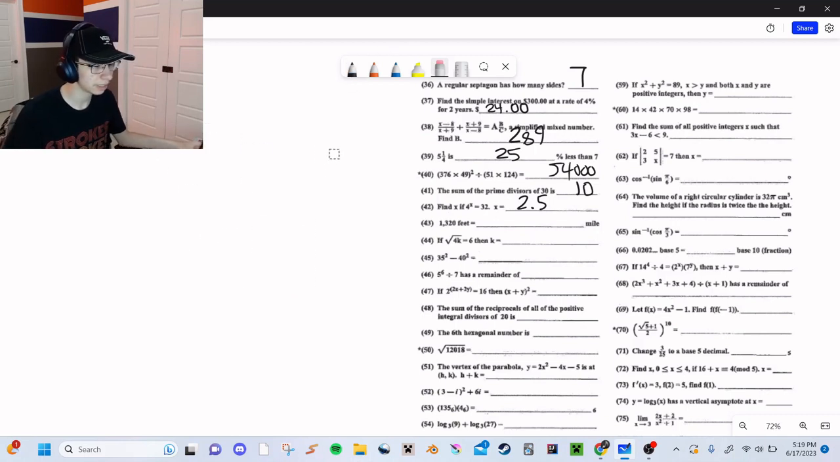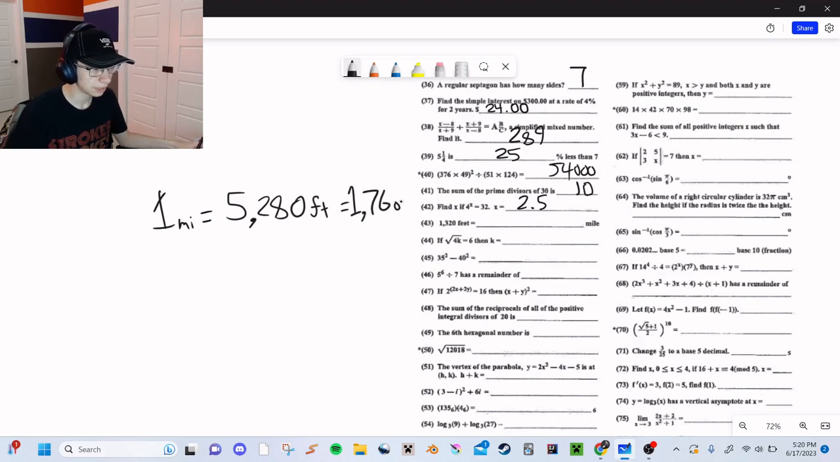Okay, 43. This many feet is how many miles? So I guess this is a conversion you guys got to memorize. 1 mile is equal to 5,280 feet, which is also equal to 1760 yards.